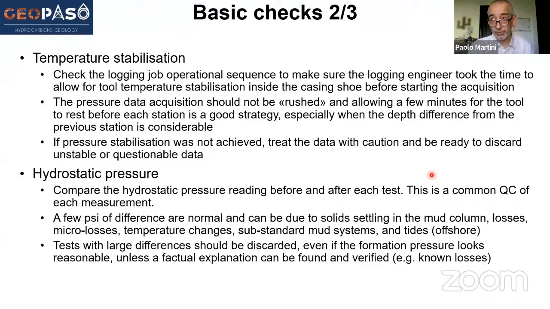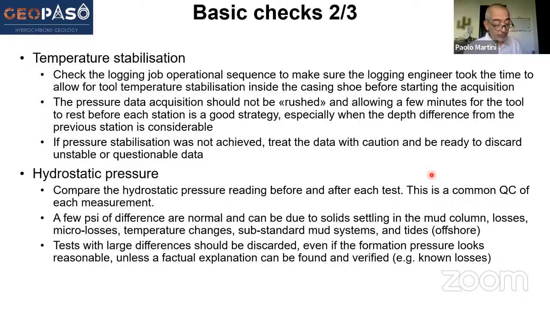I've never seen two hydrostatic readings before and after being exactly the same value, because of many different reasons. There can be some solid settling in the mud column, so that there's a slight density change, losses, micro losses, temperature changes, substandard mud systems that basically continue filtering into the formation, and therefore concentrating the solids and changing the density of the mud itself, and also tides for offshore.